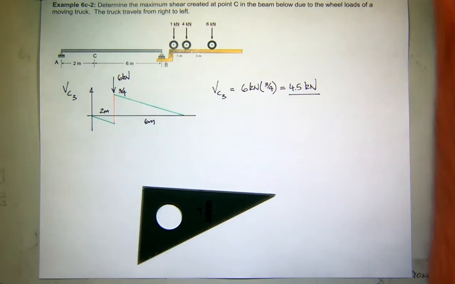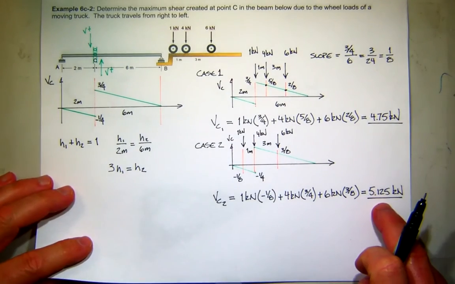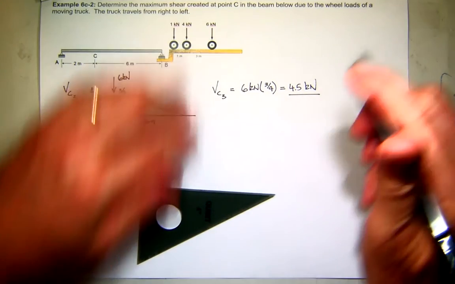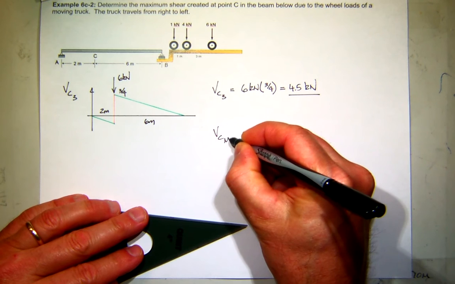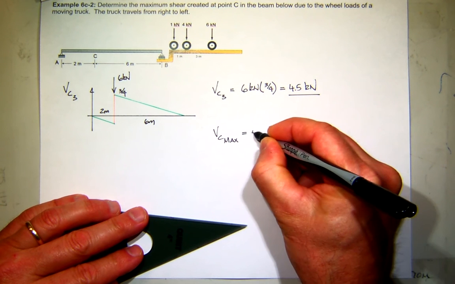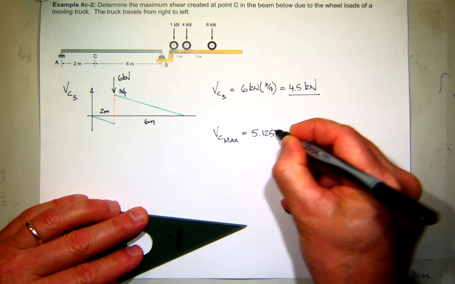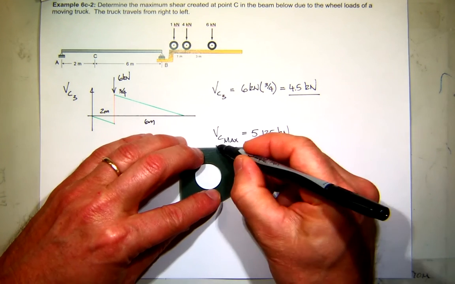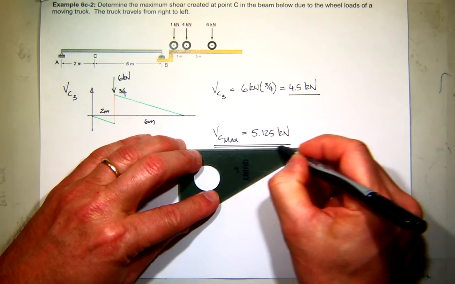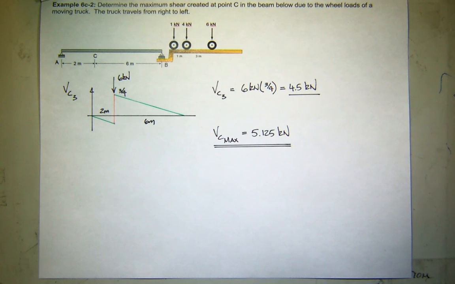So looking back, what was the maximum value? I think it was the second case, the 5.125. So now we'll say the maximum value for the shear at C is 5.125 kilonewtons, and it's positive. Any questions about that? It's a very doable problem for the exam. Questions? Yeah. Put it up on the example on the website. Yes, sir.